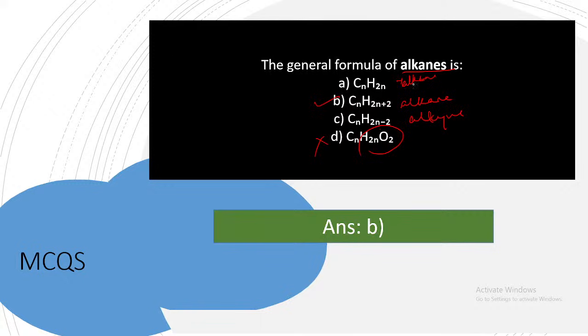Okay, can you tell me out of alkene, alkane and alkyne, which one is having a double bond? Who is having a double bond? Alkane, alkene or alkyne? Yes, very good. Alkene. So alkenes have a double bond, alkanes have a single bond, alkynes have a triple bond. So option B is the correct answer for alkene.